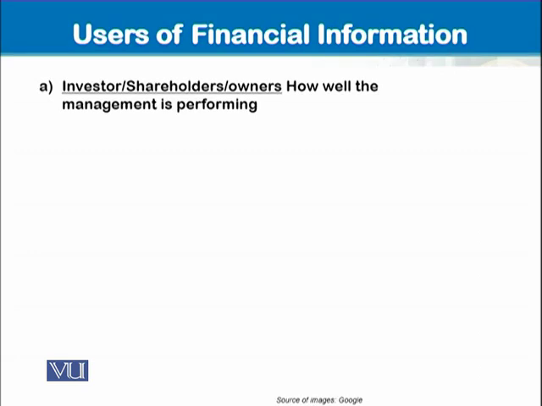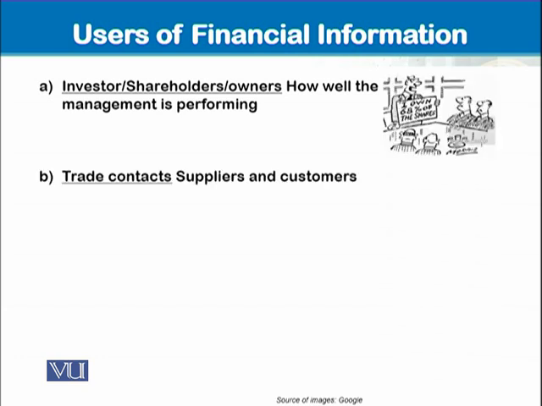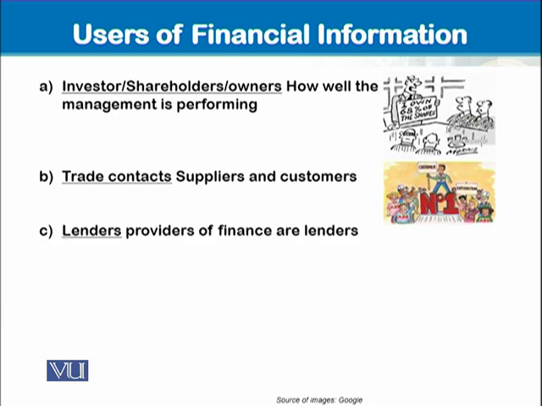The first user is the investor or the shareholder or the owner of the entity, who would be concentrating on how well the management is performing. Whereas the second user of financial information is the trade contacts. This includes suppliers and the customers. And then come lenders, who are the providers of finance.